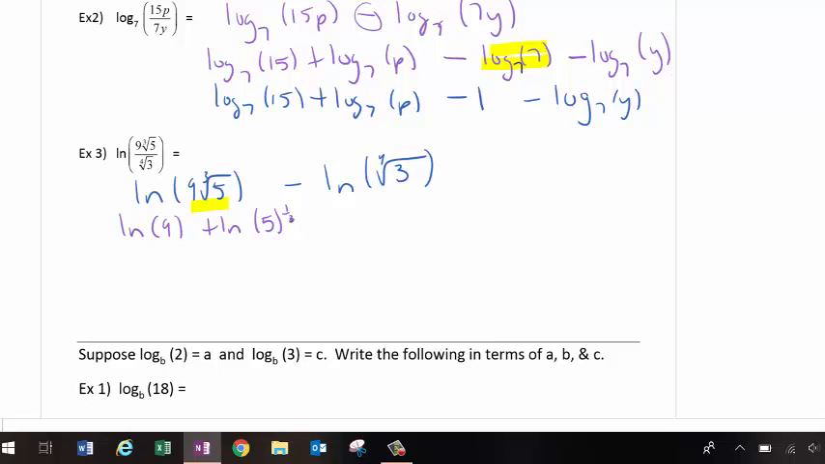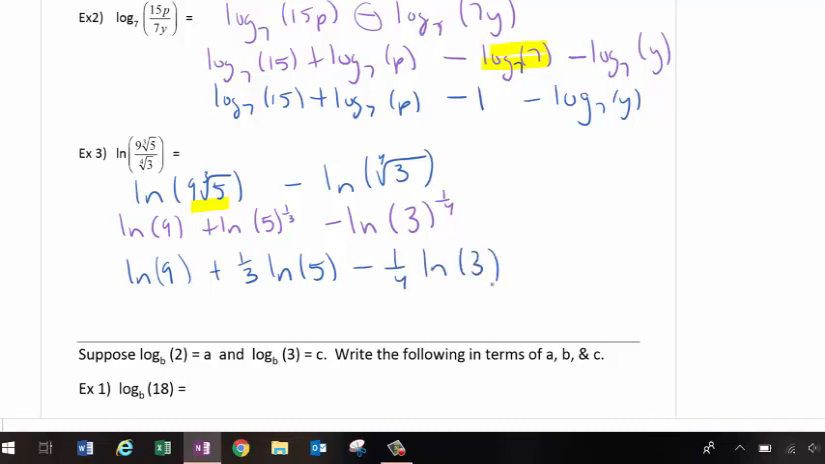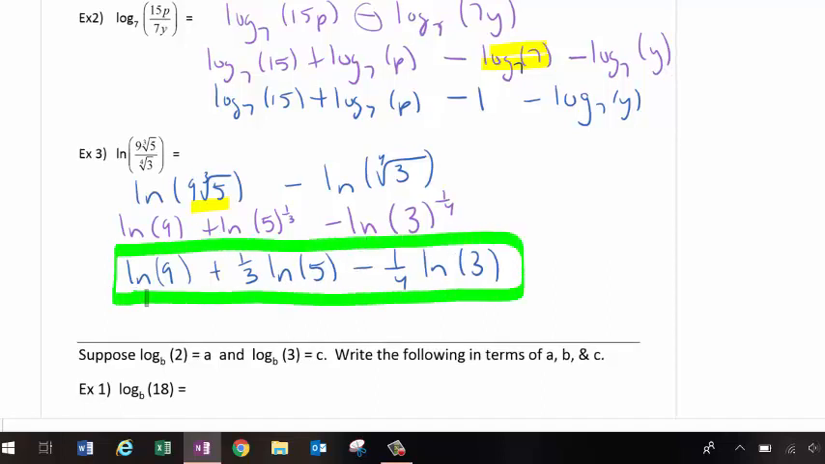That 5 cube root is the same thing as 5 to the 1/3 power, so I'll be able to use the power rule next. And here, same thing. This would be to the 1/4 power. So my last step on this problem is to bring down those powers. And that is my answer. You want no powers left. You want no products, no quotients, and nothing that you can simplify directly.